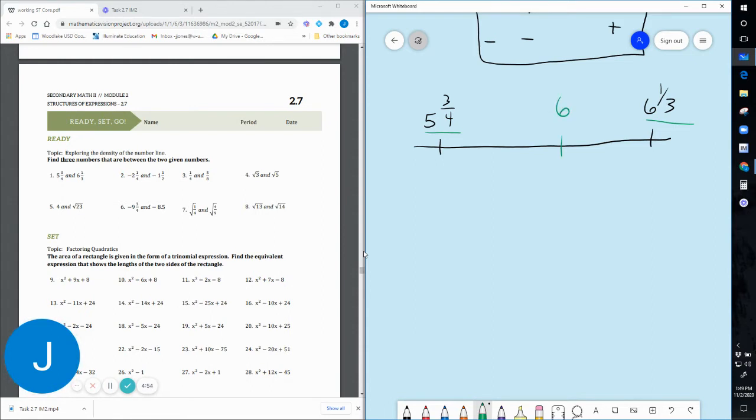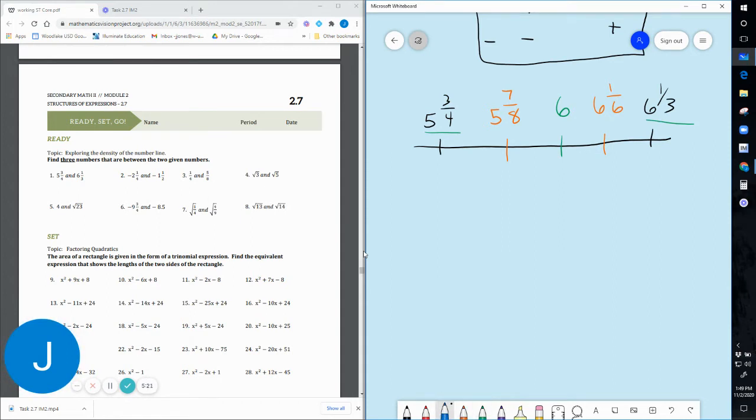Okay, so that's one. Now you've got to find a number that fits between 5 and 3/4 and 6. So maybe you would say 5 and, I don't know, 7/8. Okay, 7/8 is bigger than 3/4. And over here, maybe you would say 6 and 1/6. I don't know. There's literally a million different answers.